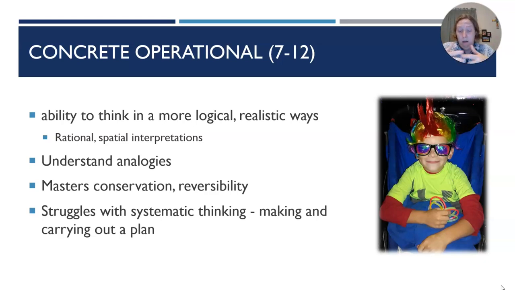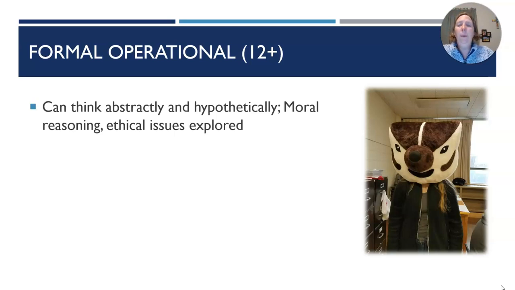So in the immediate present, they can problem solve, be logical, be realistic, but anything long term, they might have trouble understanding how to achieve their goals. And then Piaget's fourth and final stage is the formal operational stage, which he says most people 12 and up are capable of, but that this is where someone can think abstractly, hypothetically.